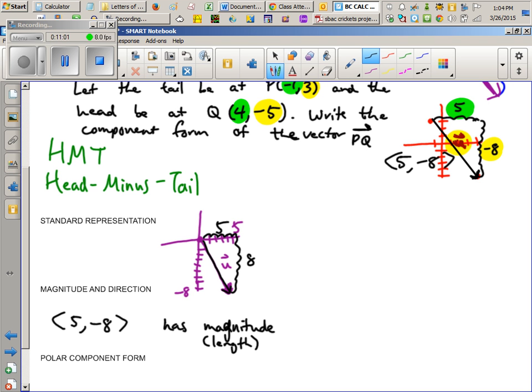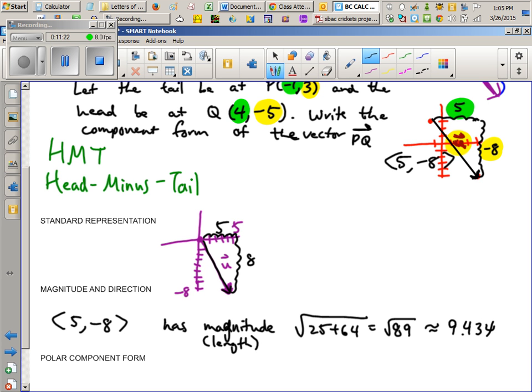We'll find the magnitude by doing square root of 25 plus 64. Square root of 89. Okay? And you can do a decimal on that if you want. It's 9.434.